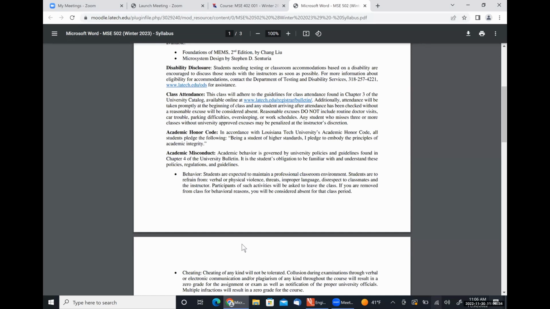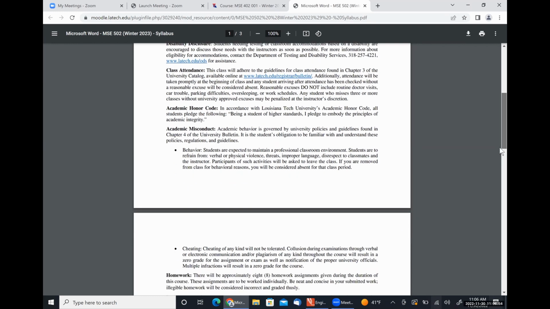Honor code stuff, effectively don't cheat. Academic misconduct stuff, continue to not cheat. Regarding behavior, as long as you don't beat me up in the parking lot or act aggressively towards each other, we'll all be okay.